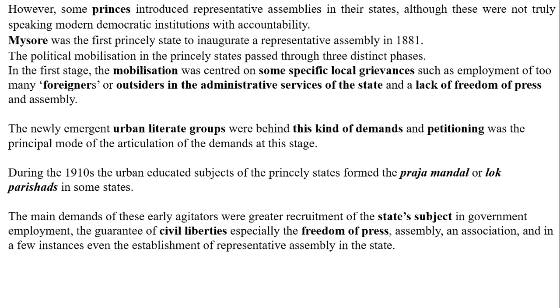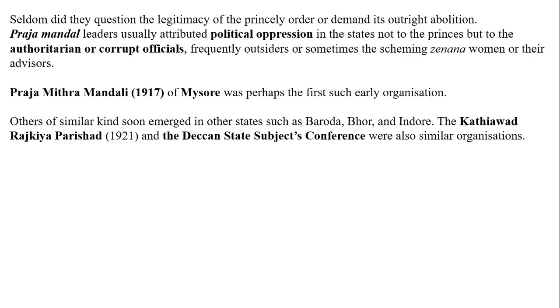And in the 1910s, you can see that in various states in India, there were urban educated people who started to form something called Prajamandals or Loka Parishads. Initially, the demands from the agitators were the guaranteeing of civil liberties like freedom of press, assembly, association, and in some instances, to have some sort of representative assembly in these princely states.